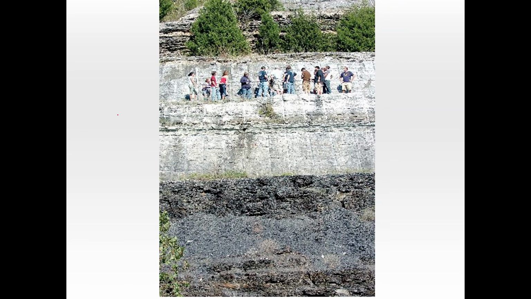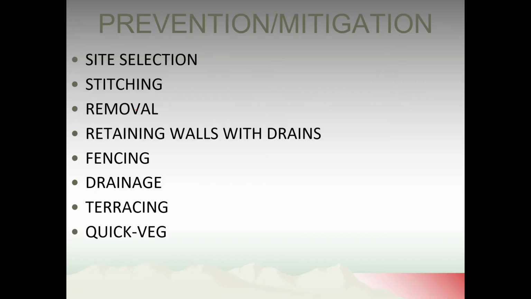terracing, which is definitely something we'll see on the field trip. This is actually the place we go to, and you can see they terraced. The highway department did, but they did it right on the contacts of the geology, which is kind of nifty, and convenient for them as well. And then the last thing is something called quick veg.